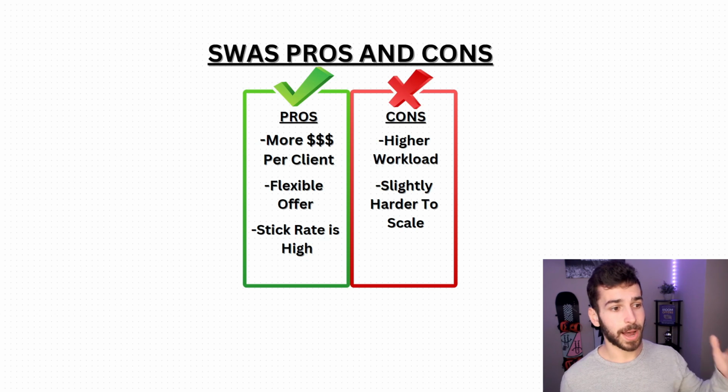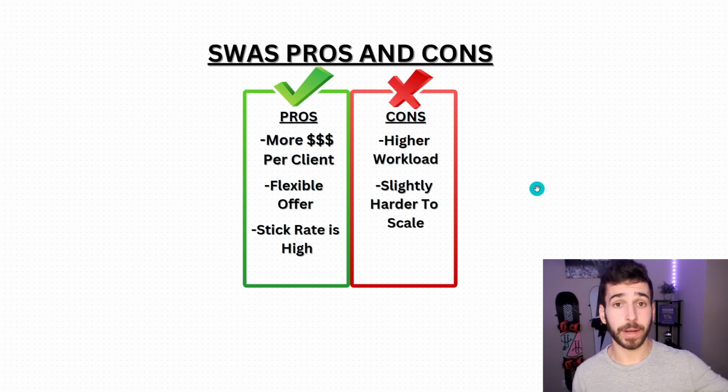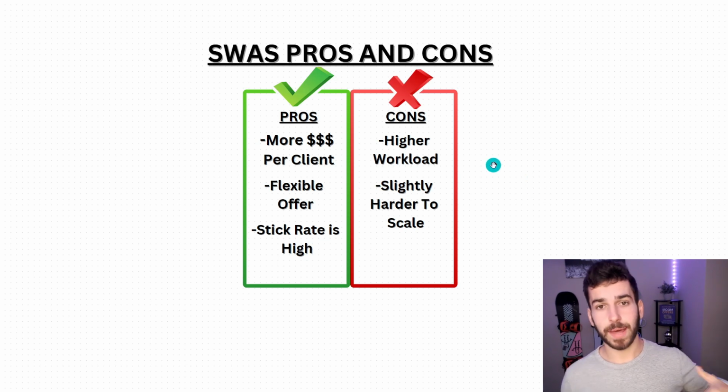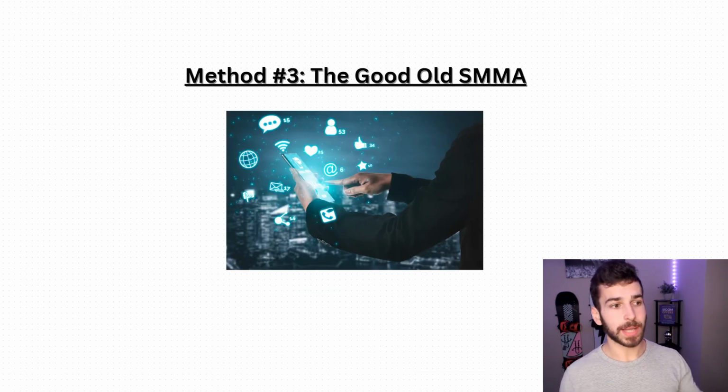And onto the cons, we have a higher workload. So obviously you're getting more money per client, but that's going to come with a higher workload per client, which is fine because you're getting paid additional money per month. And because of that, this business model can be slightly harder to scale than the regular SaaS model just because there's more moving parts. You can still scale this business model to a really high point. It's just a little different than how you would do it with the SaaS business model. And that brings us on to the last main method.